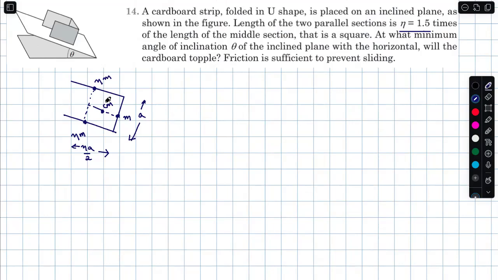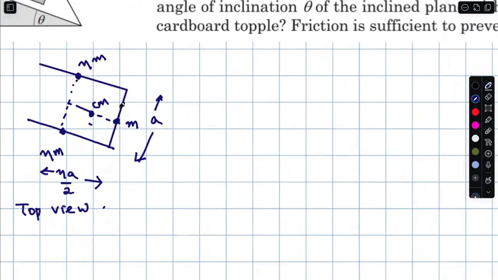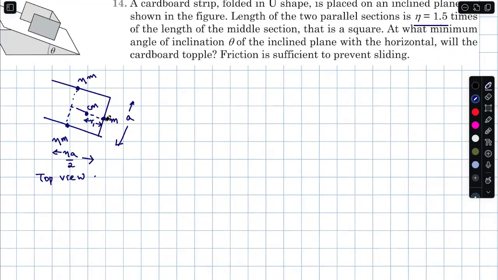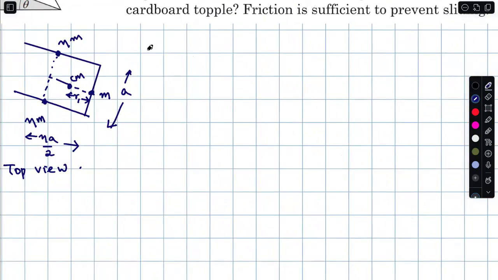Now try to please understand. When I am seeing from the top, I am seeing this picture. Top view. Now let this distance be R1. Anyone in this class, can you please help me in writing the R1 formula? R1 is the other side mass, 2 eta m, divided by the total mass, 2 eta m plus m, times eta a by 2. Yes or no? m2 by m1 plus m2 times d.